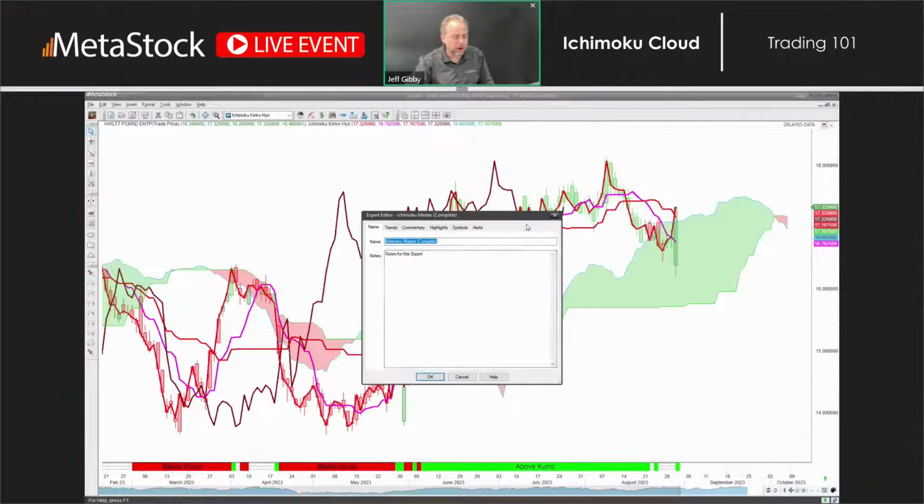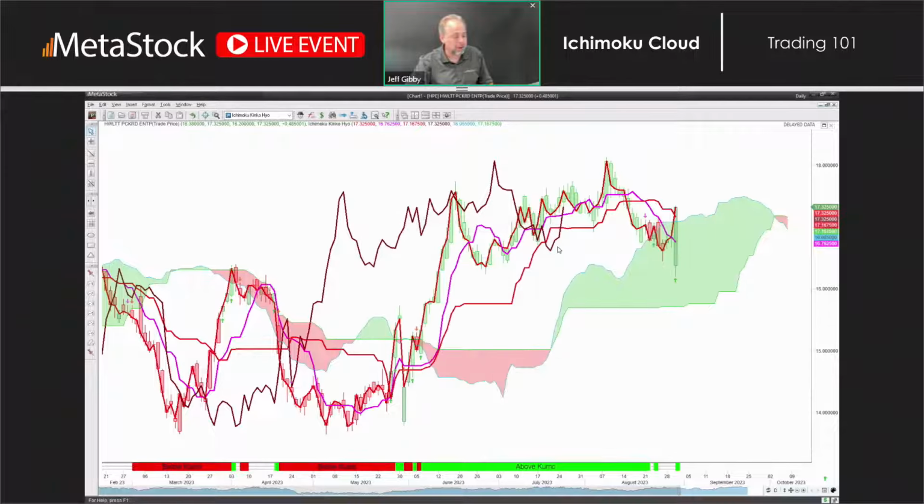But if you go to Expert Advisor and Properties, I'm going to come over to the highlights and the symbols. I'm going to turn on the TK crosses, which is the cross between the Tenkan and the Kijun, and then the close above the Kumo. Those are the two main signals that we talked about as being buy opportunities. I'm just going to turn on the symbols here so we can see them on the chart.